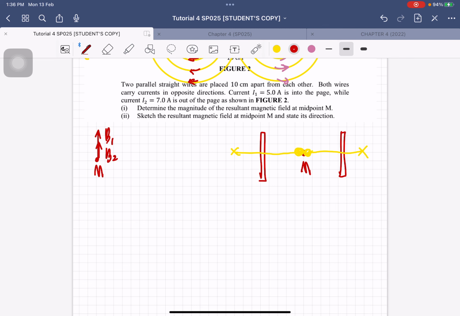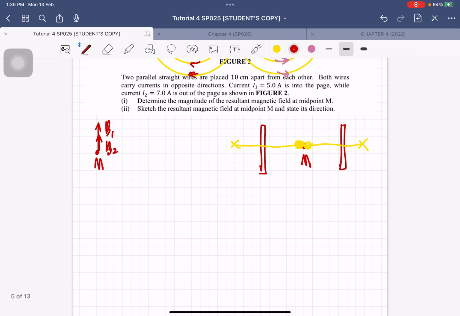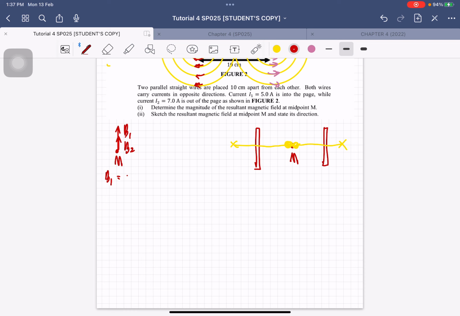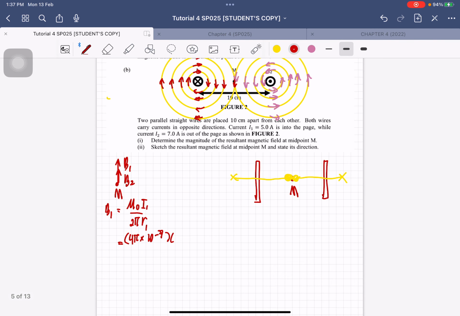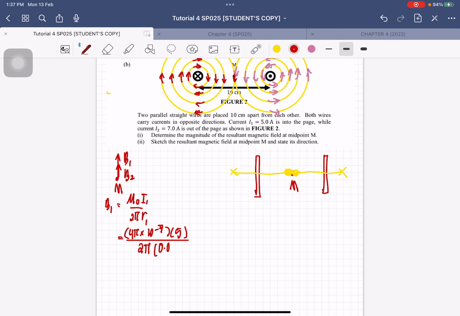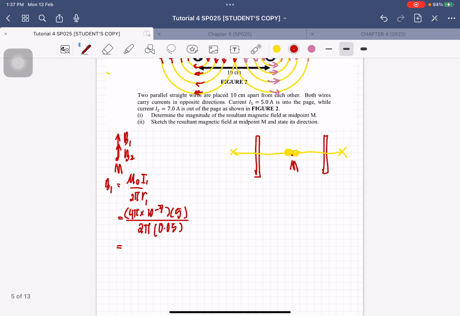Okay, so sekarang ni kita sudah lukis resultant dia untuk di tengah-tengah tu. So sekarang kita perlu cari the magnitude lah. So B1 is mu naught I1 over 2 pi R1. Okay, so substitute lah dia punya values semua ni. So I1 is berapa tadi? I1 is 5 ampere. Divide by 2 pi R1 is half. So 5 centimeter is 0.05. Okay, so kamu akan dapat 2 times 10 to the power of negative 5 Tesla.